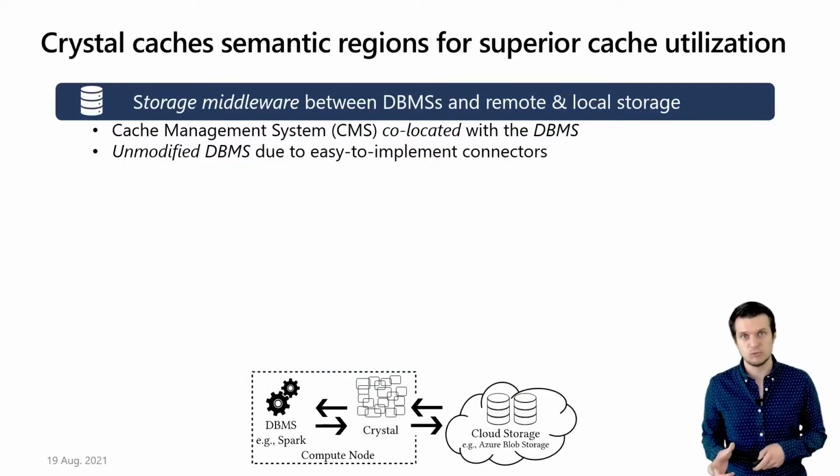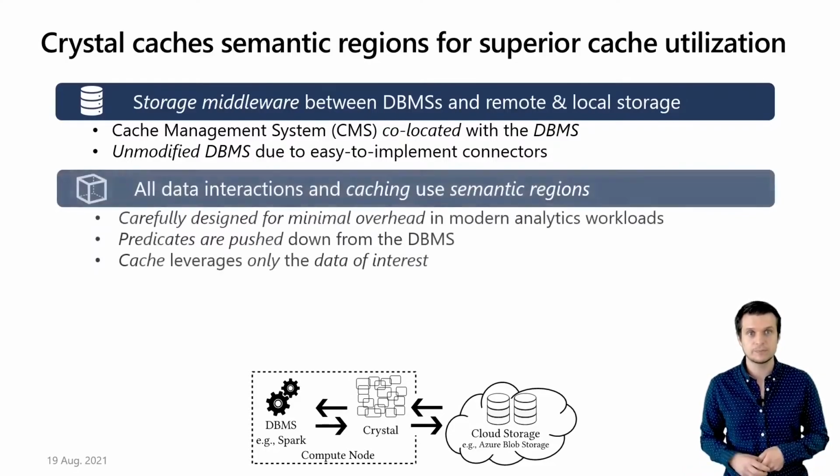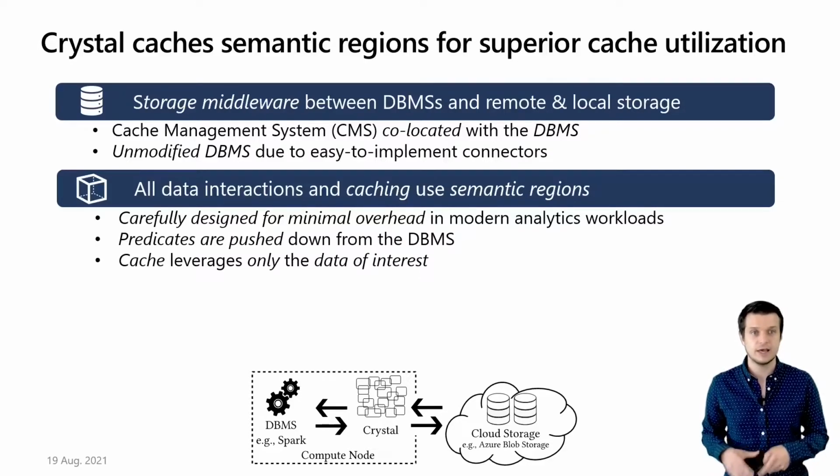Crystal is a storage middleware between the database management systems and the storage layer. It can be seen as a cache management system which is co-located at the compute node of the host database management system. With our easy-to-implement connectors, the host database management systems, for example Spark, can almost stay unmodified. Crystal itself uses semantic regions for all data interactions and the caching. These semantic regions are carefully designed for minimal overhead in such modern analytic workloads.